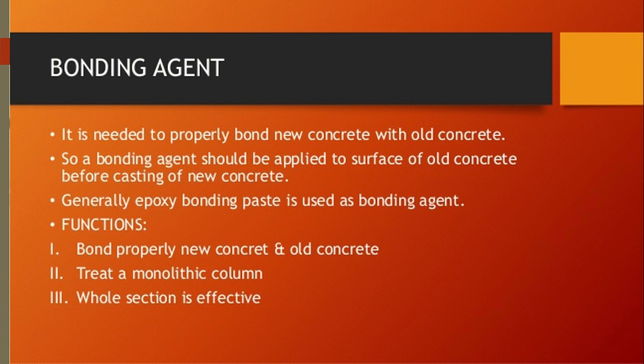Then the bonding agent. Why is this bonding agent used? We have already said that the bonding agent is required to have a proper bond between the new concrete and the old concrete. So this bonding agent should be applied to the surface of the old concrete before casting the new concrete. Generally, epoxy bonding paste is used as the bonding agent. Its function is to bond the new concrete and the old concrete properly, and it creates a monolithic column where the whole section is effective.